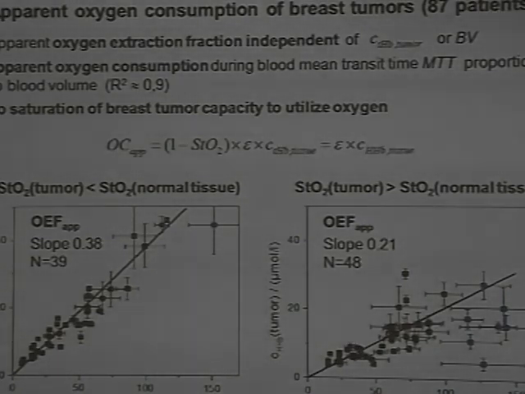The same, of course, applies to the other subpopulation where the blood oxygen saturation is larger in the tumor than in normal breast tissue. Here, because the saturation is high, the extraction is low, and the extraction is only 20%.